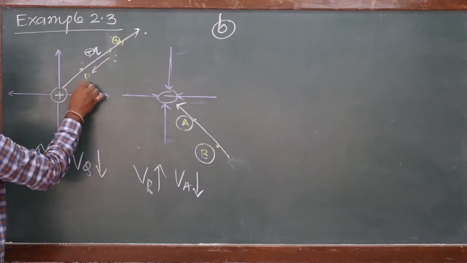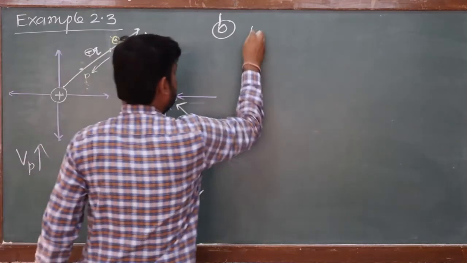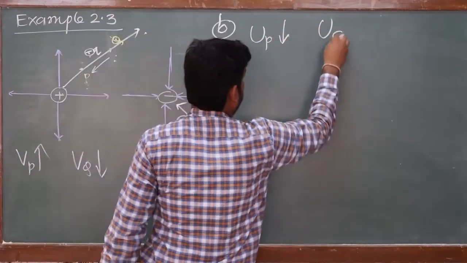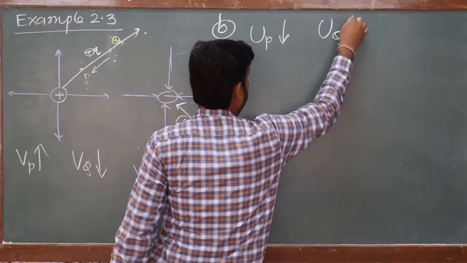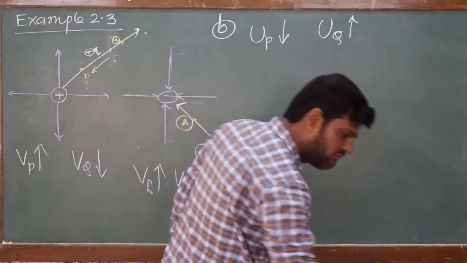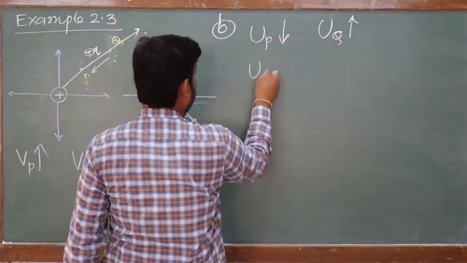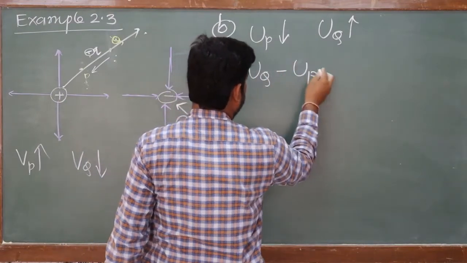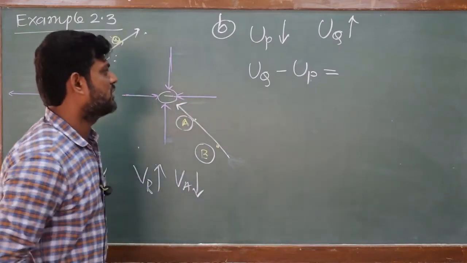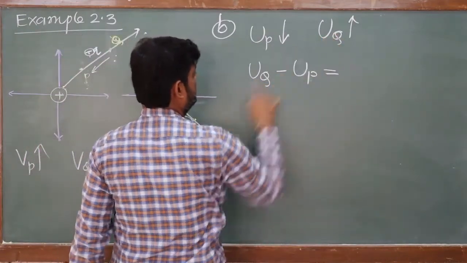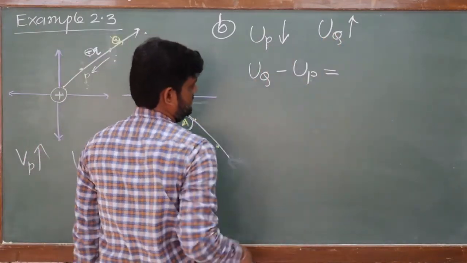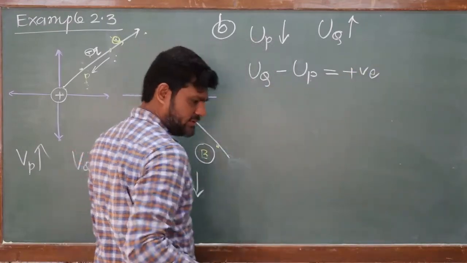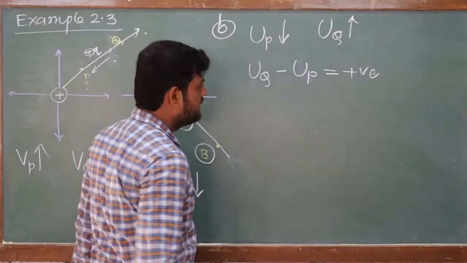So potential energy of P will be less as compared to Q, where potential energy is more. And the question: find UQ minus UP. Tell me the answer. The potential energy of Q is more, of P is less, so your answer will be positive, right?